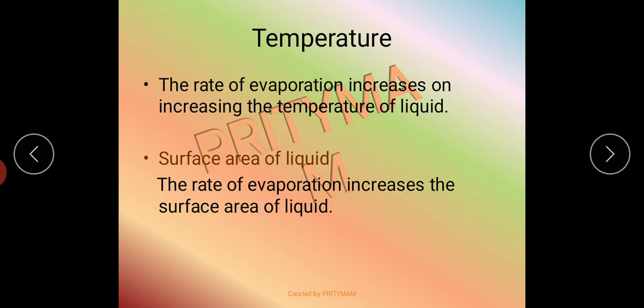After rain, the wet roads dry quickly because the rainwater is spread over a large area of the road. This gives the particles of water a greater chance of escaping from the liquid. So from this discussion, we can conclude, students, that the rate of evaporation of a liquid can be increased by increasing the surface area of the liquid.